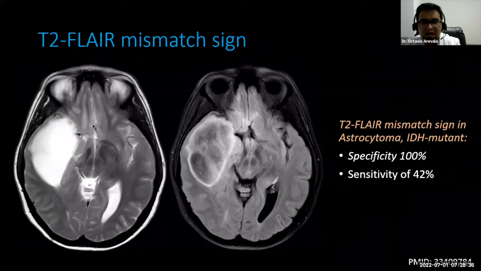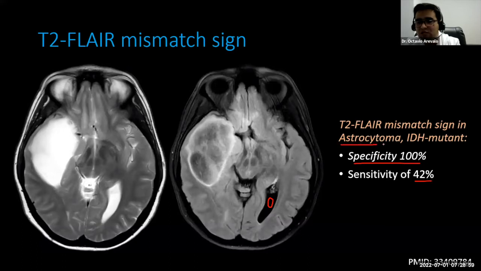And here what you see is that there is a tumor that is very bright on T2, and it has partial suppression of signal on the FLAIR images, but not to the point of the CSF. You see that? It's darker, but it's not as dark as the CSF. So this partial suppression has a specificity of 100% and a sensitivity of 42%. It's not that good for astrocytomas IDH mutant in the adult population.